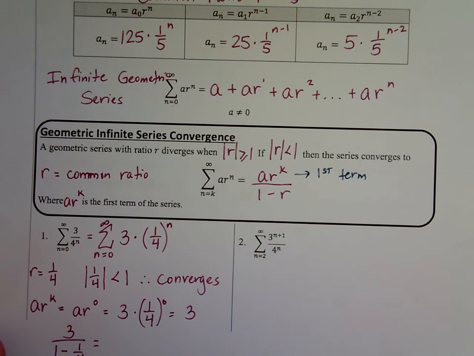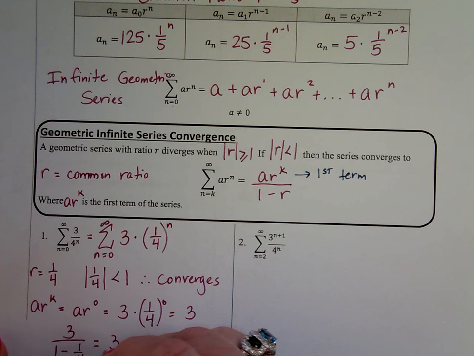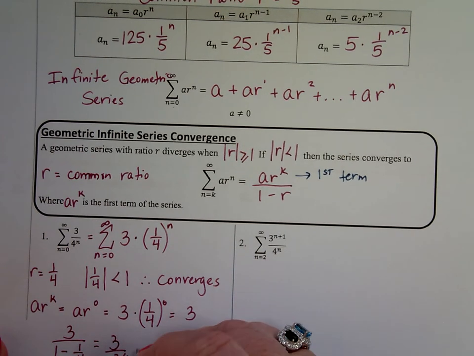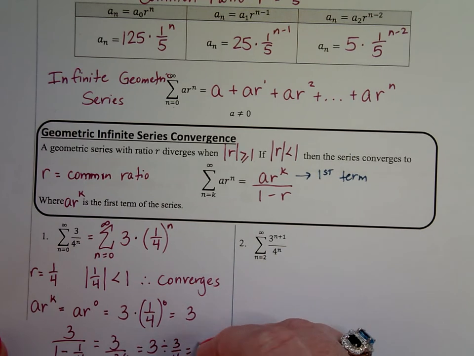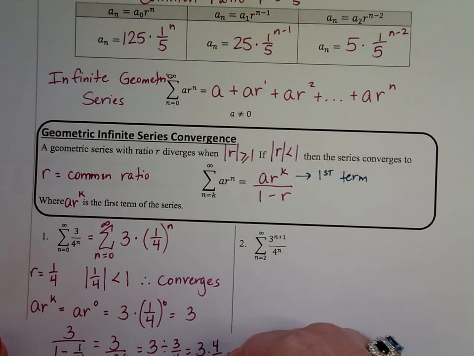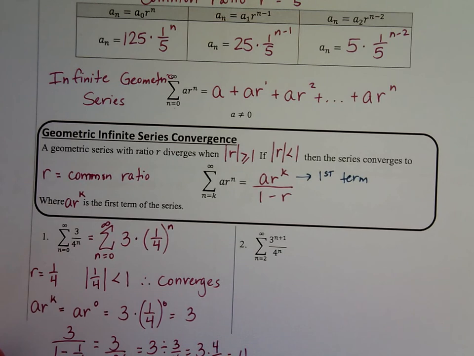Well, that would be like 3 divided by 3/4. 3 divided by 3/4, keep change flip. I get an answer of 4. And so it converges, and you know that that sum is going to be 4 for this one.